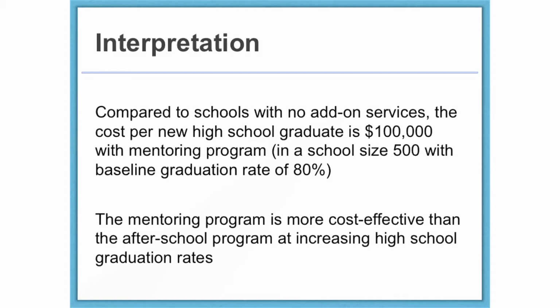And we're going to condition it on the fact that the scale might make a difference, and the baseline graduation rate is probably going to make a difference. So you can think about delivering an Abecedarian program to middle-income kids and low-income kids. You can have a different effect and also a different cost. And then we're going to say the mentoring program is more cost-effective than the after-school program at increasing high school graduation rates. So that's our interpretation of cost-effectiveness analysis.